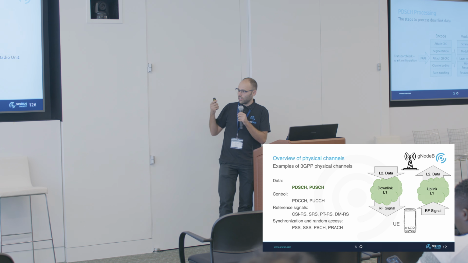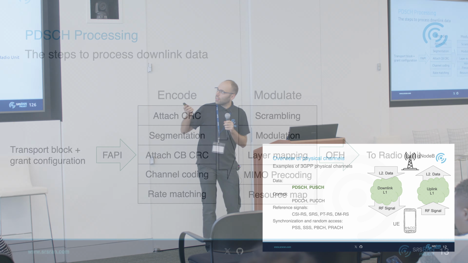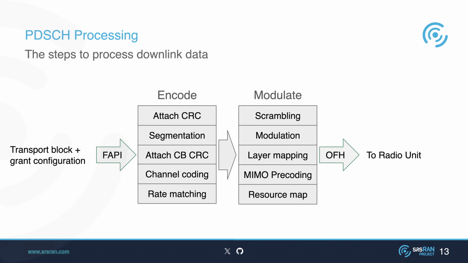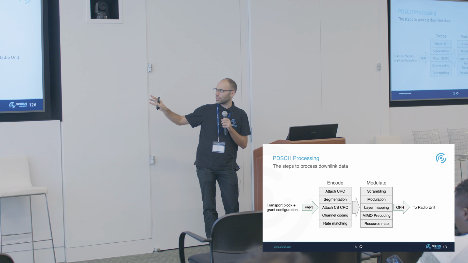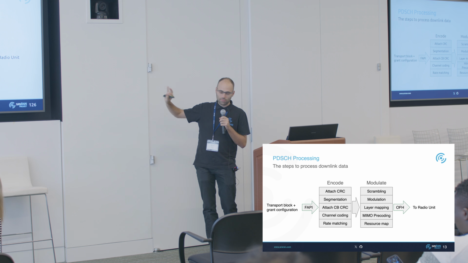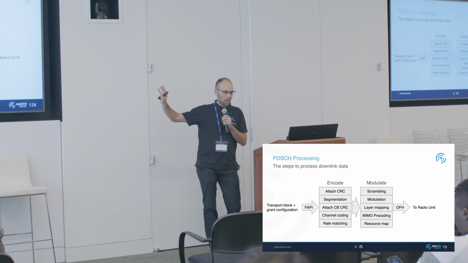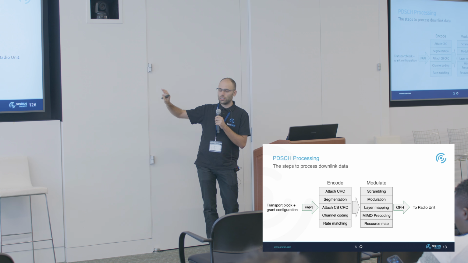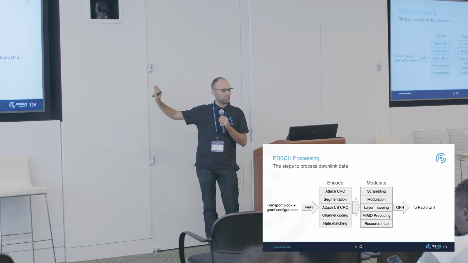OK, so on the downlink side, the processing of the PDSCH could be divided in 2 parts. From a transport block, we first do encoding. And once encoding is done, we do the modulation. There are many steps, but those are basically the steps. And then once we have modulated the PDSCH, we send it to a radio unit over the open fronthaul. These would be the steps for the PDSCH.